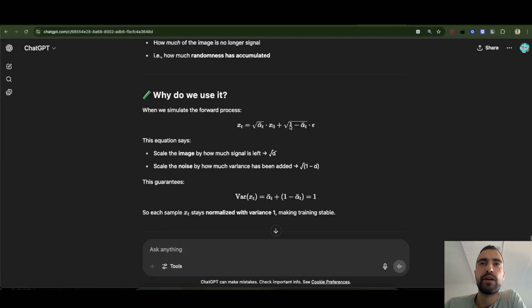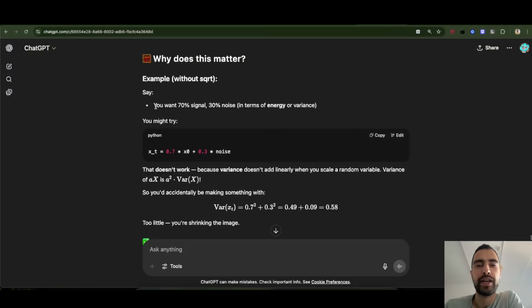And then this amount of the noise, which is 1 minus clean image amount, times the noise. This is scaling the noise. But as I said, this squared plus this squared needs to be 1. So that's why we need to just add square roots of both of them. So their squares are 1. So each sample xt stays normalized with variance 1, making training stable.